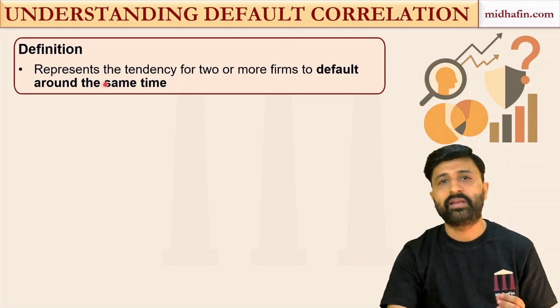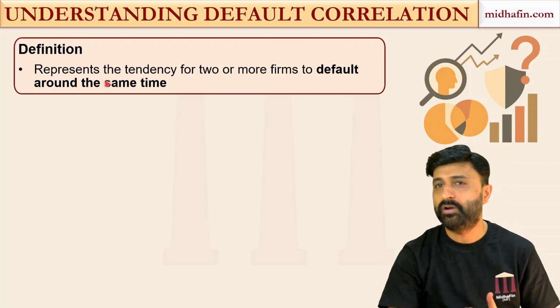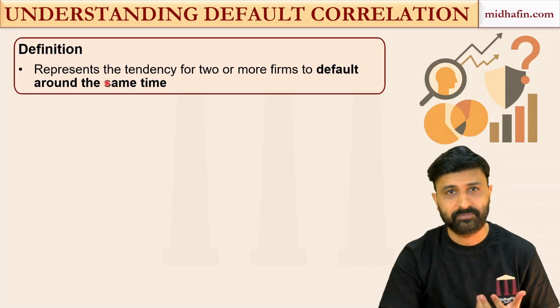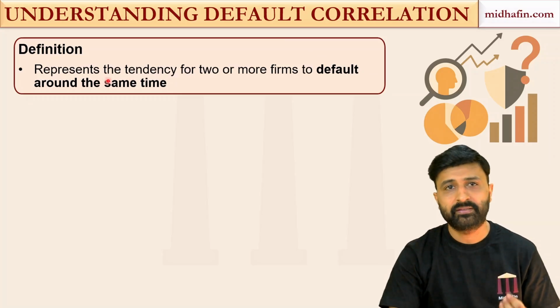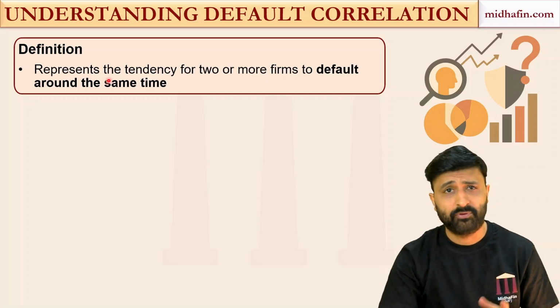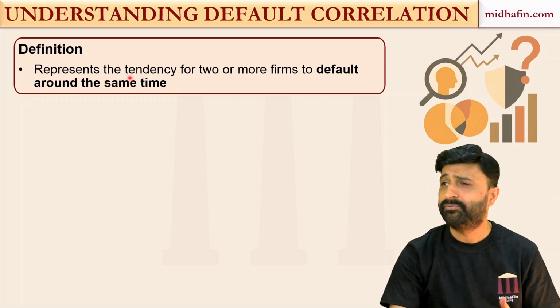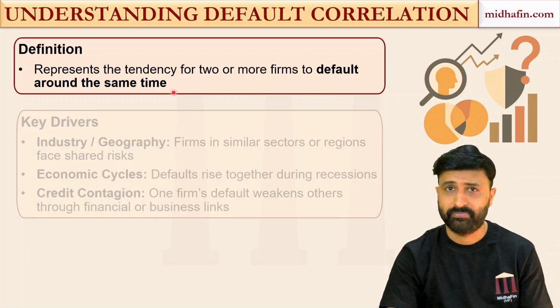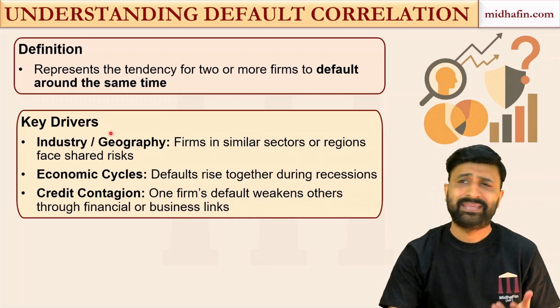So default correlation simply means that defaults don't happen in isolation. If one firm is failing, others also, especially those with similar risk drivers, might follow. So it is about how likely defaults are to cluster together. Why does this happen? What are the key risk drivers?